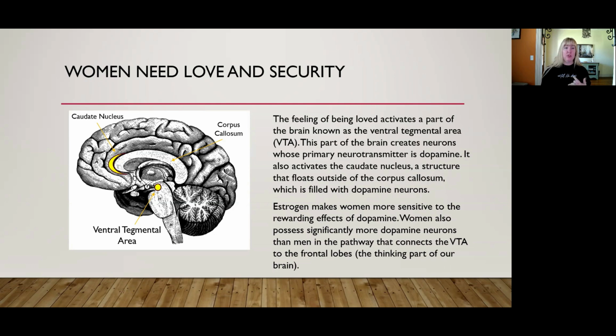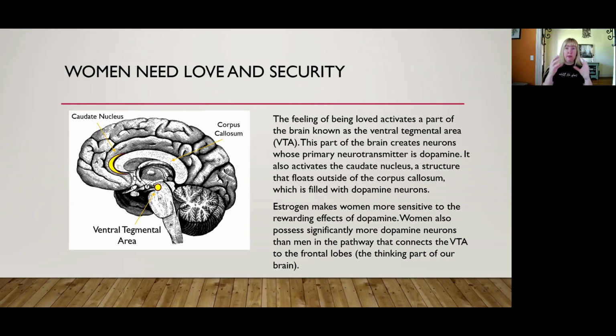the caudate nucleus. And you can see the caudate nucleus there on the left. That is the connection between the frontal lobe, the thinking part of the brain, and the limbic system, the emotional center of the brain. Caudate nucleus sits right there. It is the mediator between thoughts and feelings. And it floats right there in between. The VTA activates it. The VTA also activates the corpus callosum, which is that primary part of the limbic system.